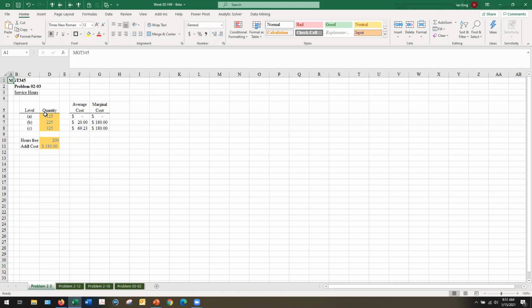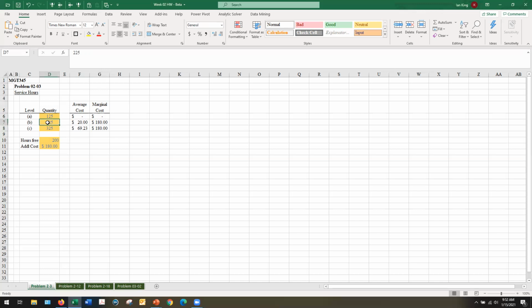On my screen, these are the 3 levels, A, B, and C: 125, 225, 325. Average cost and marginal cost. Free hours, 200; additional hours, $180. When you see additional cost per hour, they give you part of the answer right now for marginal cost. But for the quantity 125, your average cost is 0 and marginal cost is 0. No real calculations here. Why? Because we know we get 200 free, and 125 is less than 200. So average and marginal cost are both 0.